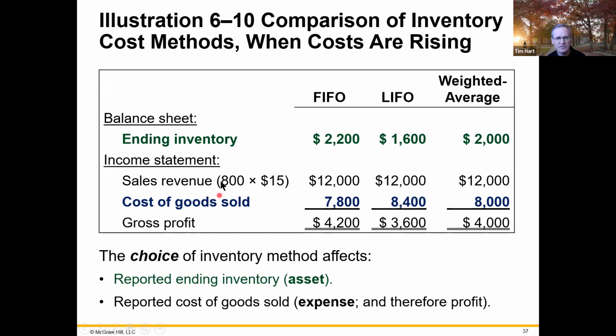So the choice of the inventory method, and it's the same games. The only difference is how we accounted for the cost differences in calculating inventory and the cost of goods sold. So the choice of the inventory method affects the reported ending inventory, the asset, and the reported cost of goods sold, the expense, and profit. So it's a really important choice and a really big decision for companies.